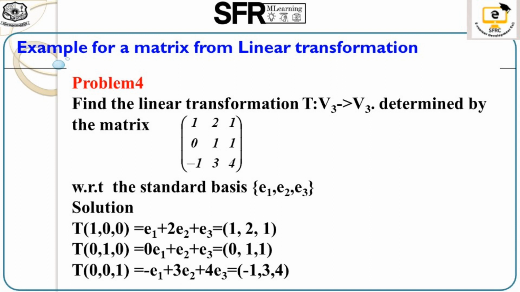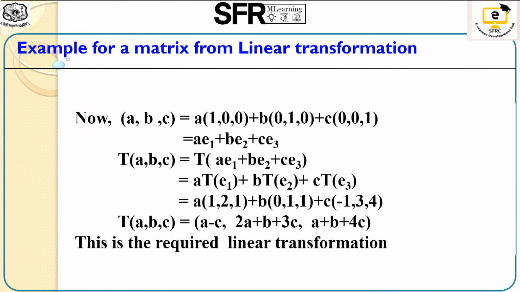We already found the value of T of E1, which equals (1, 2, 1). So substitute here 1, 2, 1. Next, T of E2 equals (0, 1, 1). Here also substitute, B into (0, 1, 1). T of E3 is (-1, 3, 4). Here also substitute, C into (-1, 3, 4).